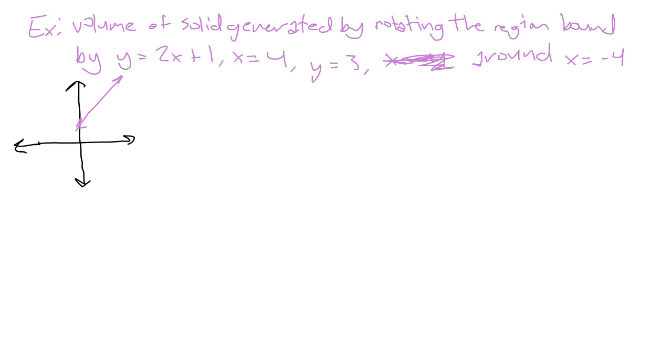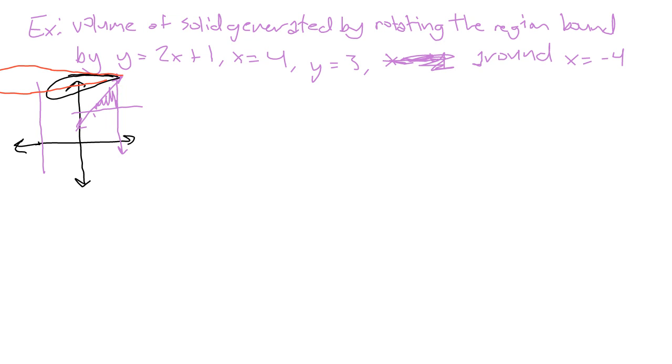We also have x equals 4, so right here. And we're also going to get y equals 3, so right here. So then what we're going to do is, instead of rotating around our x-axis, we're actually going to go a little further and rotate around x equals -4. So instead of getting something that's going around here, we're actually getting something that's going all the way over around here.